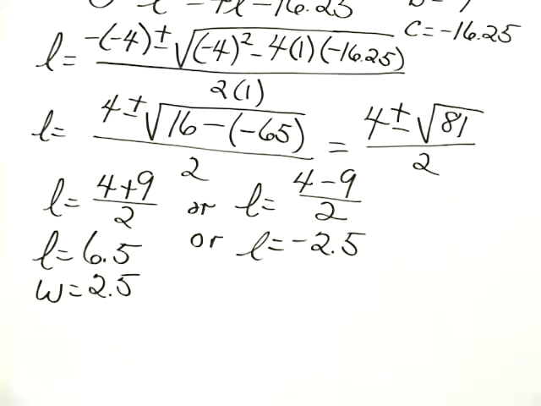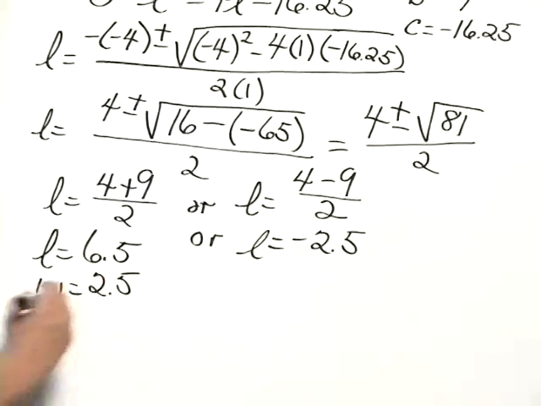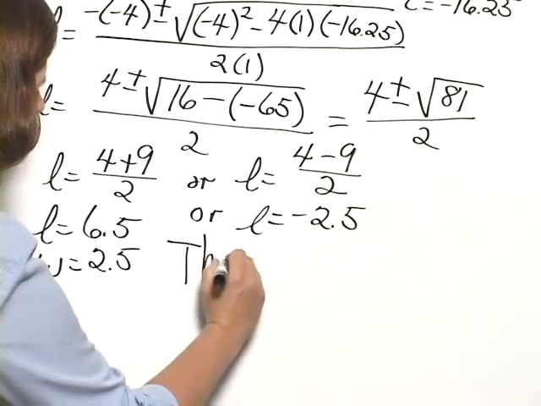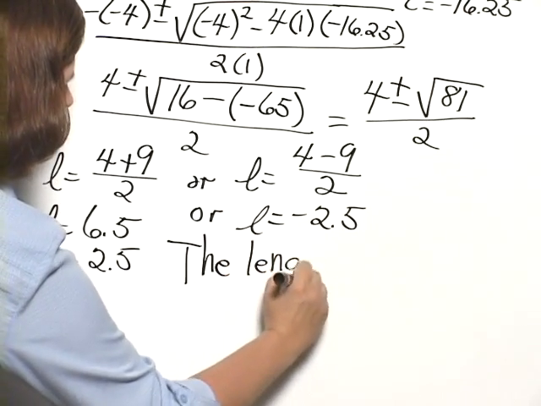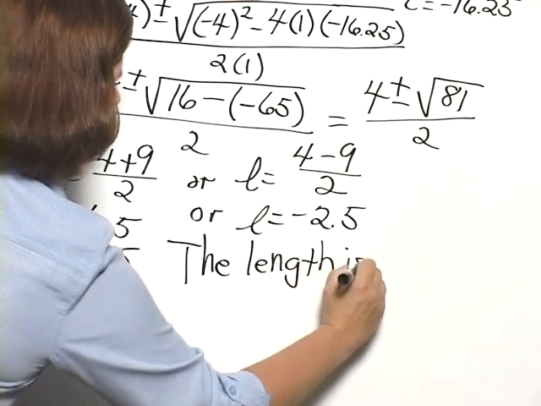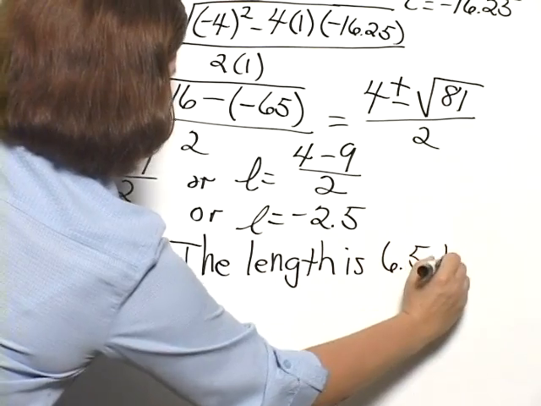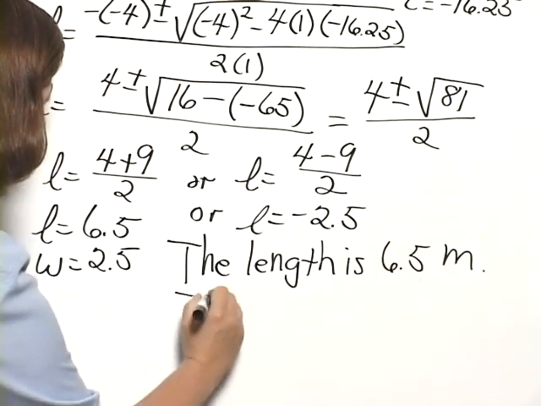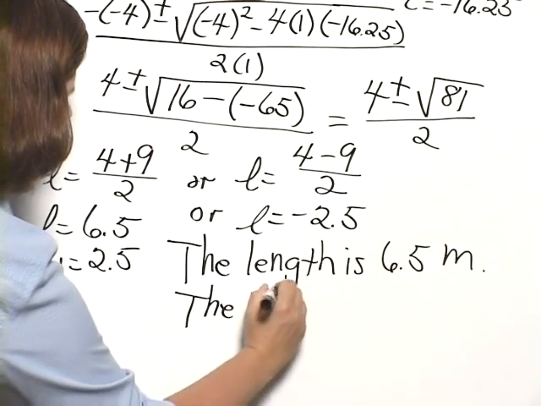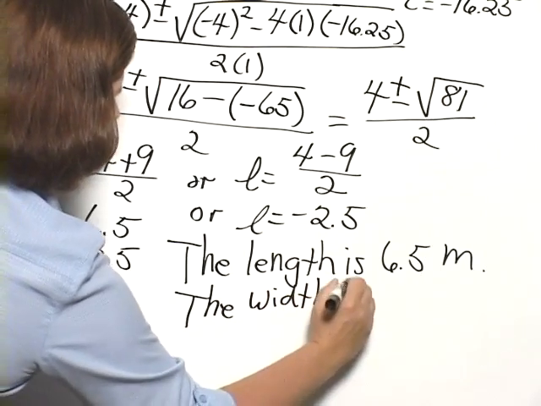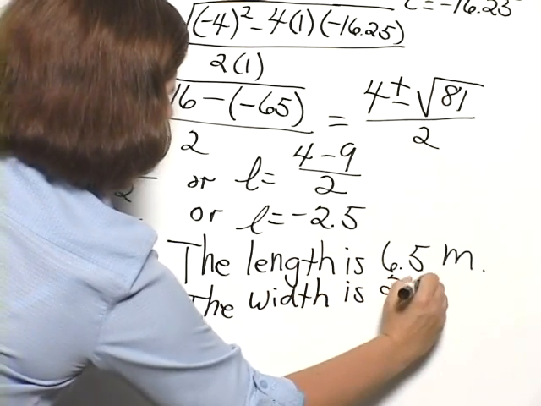And so we can state that the length is 6.5 meters and the width is 2.5 meters. And be careful to use the units when you write your answer.